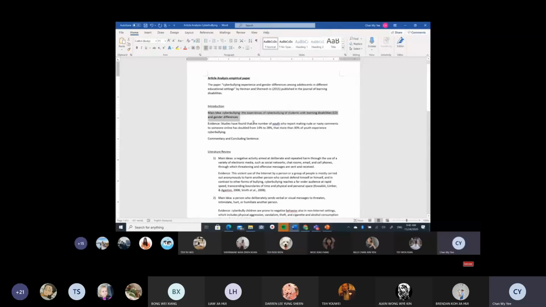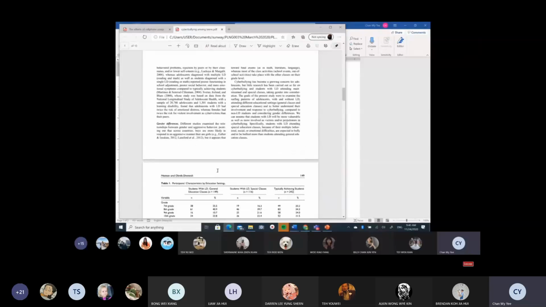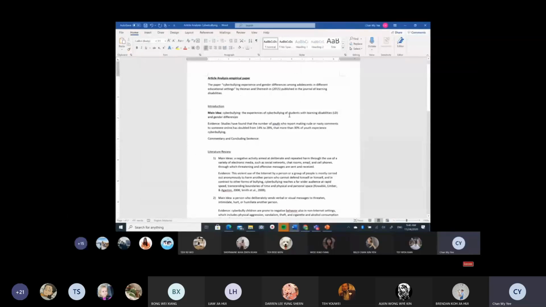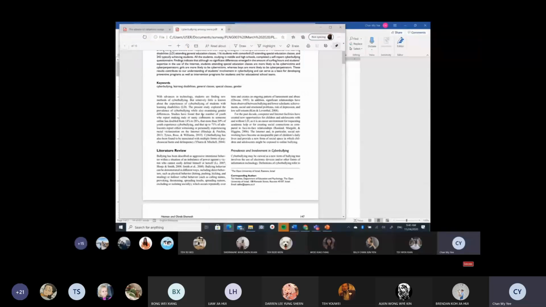The first thing you need to do is identify the main idea. Where do you get this from? You get it from the introduction here. I've identified the main idea for you: the experiences of cyberbullying of students with learning disabilities and gender differences. The purpose of this paper is to explore the experiences of cyberbullying of students with learning disabilities and the gender differences. You can find it somewhere here.